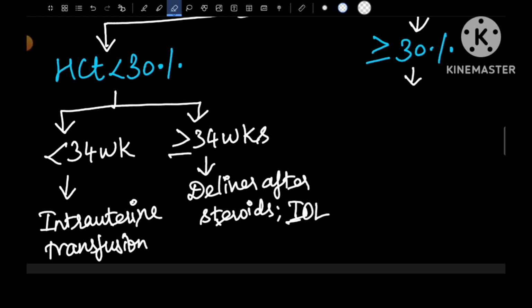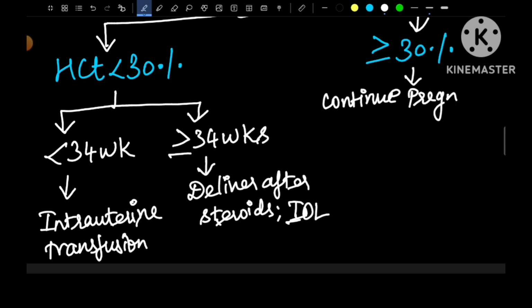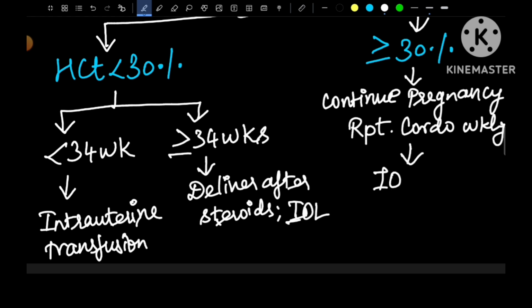We have to continue pregnancy and repeat the chordocentesis weekly. Repeat the chordocentesis weekly. Okay guys, and do the induction of labor at 37 weeks. Do the induction of labor at 37 weeks. Okay guys, that's all.